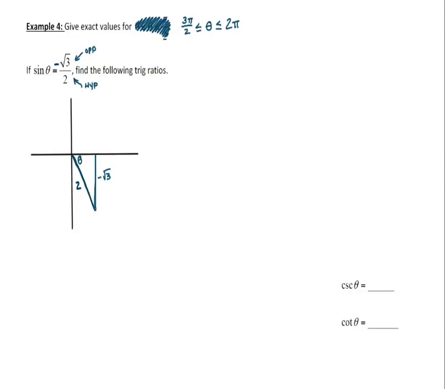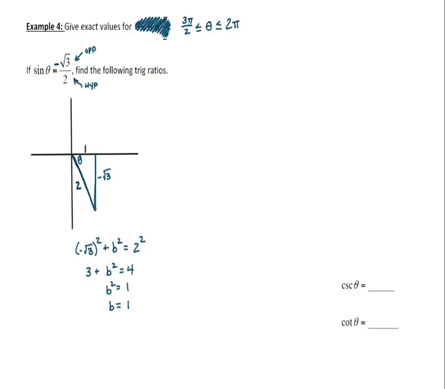And in order for me to have my third side, I would need to set up a Pythagorean theorem. So I would write negative root 3 quantity squared plus b squared, where b is the other side, and that's going to be equal to 2 squared. Which means 3 plus b squared equals 4. So that means b squared is 1. So my other side length is 1. So I have a right triangle with side lengths 1, negative root 3, and 2. So I'm going to use this triangle to find the values of cosecant and cotangent.